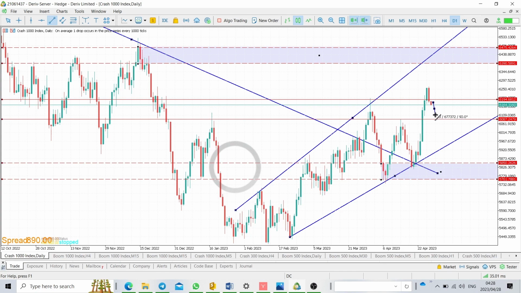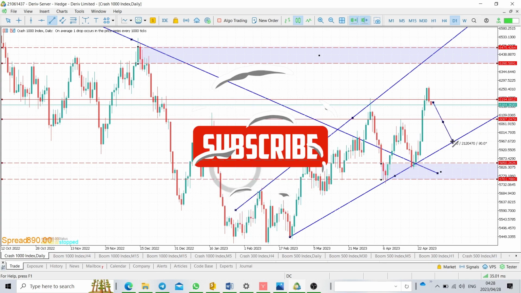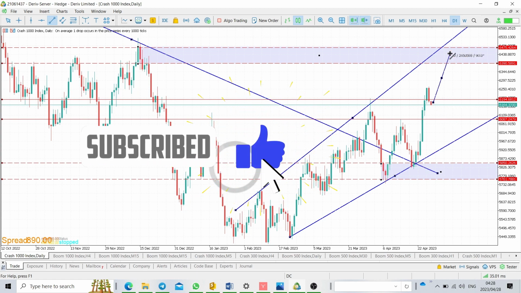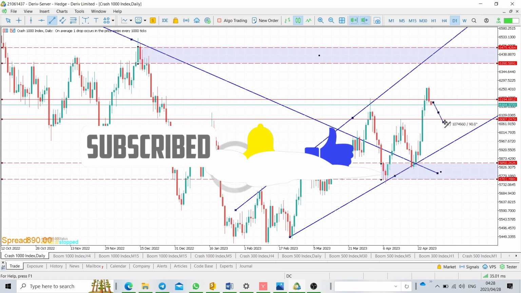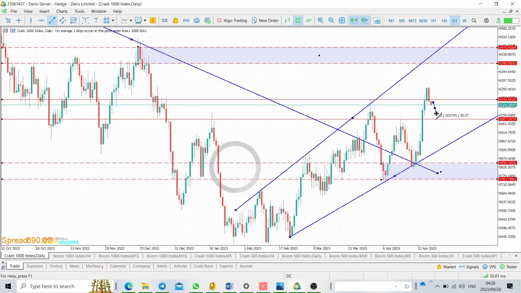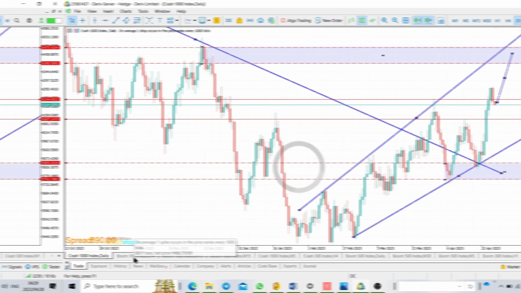Maybe price will just drop a little bit, reach this point, or it can even reach this zone and continue to go upwards. So trading Crash 1000 will be a little bit tricky because probably when you try to sell, there is a likelihood that the price will just continue to go up and reach this zone. This will be the perfect time where you can start selling and looking for selling opportunities when price has reached our resistance. So currently it will be a little bit tricky to trade Crash 1000. Let's look at Boom 1000.